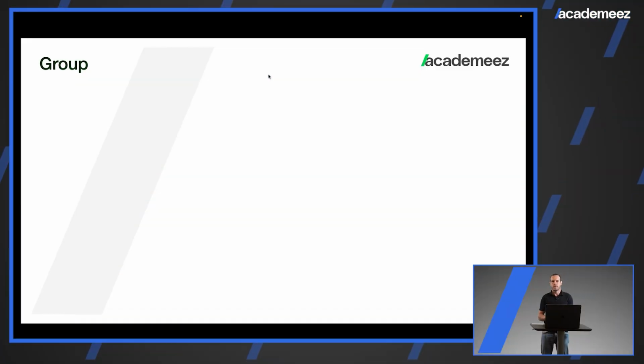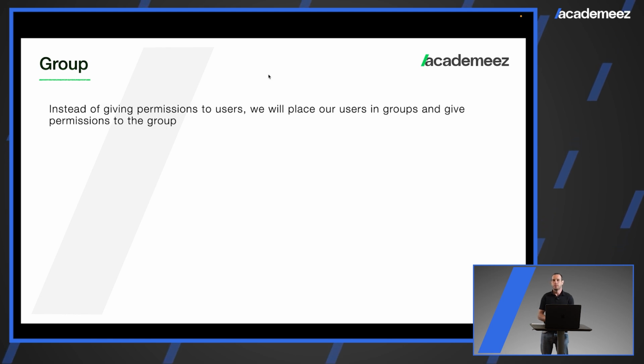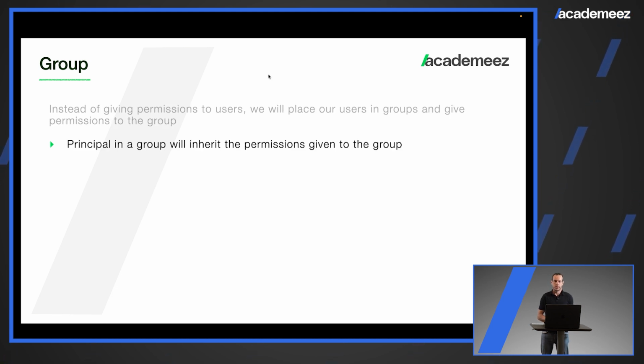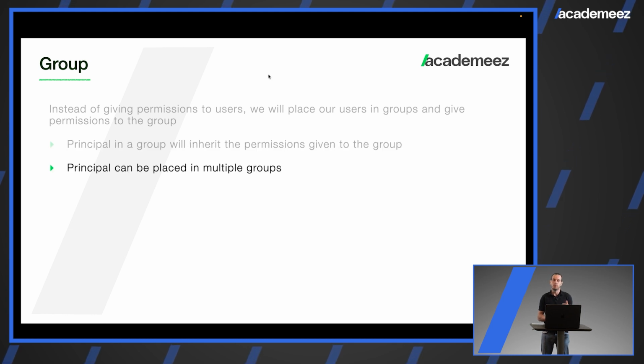So let's talk about a few of the principals that we just mentioned. We mentioned a principal that is called a group. A group allows us to take other principals like users and place them in a group, and then those users inherit the group permissions. So we'll usually manage the permissions in our organization using groups. Now, a principal in a group will inherit the permissions given to the group, and a principal can be placed in multiple groups. So if I'm in multiple groups, I get the permissions of all the groups that I'm in.